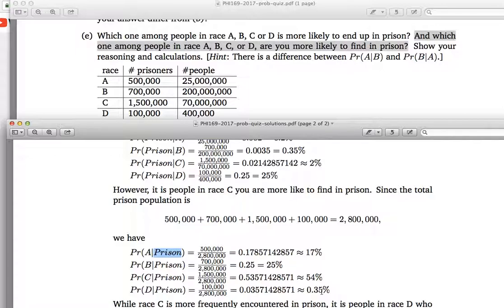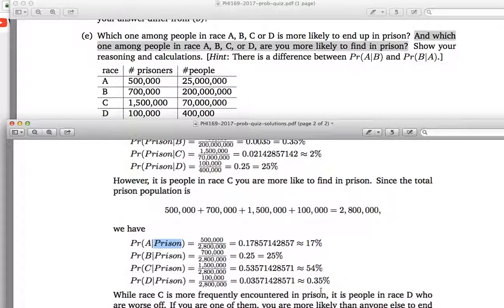So now, if you are in prison, and you were to pick a prisoner at random, how likely would it be that that person belongs to race A? It would be 17% probable. That the person belongs to race B would be 25% probable. That the person belongs to race C would be 54% probable, and that the person belongs to race D would be very, very improbable, 0.35%.